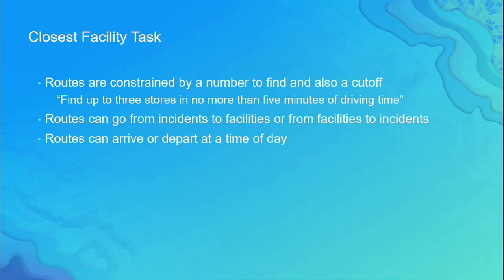And routes can go either from the incident to the facility, or from a facility to the incident. So, for example, if you're routing a fire truck to an accident, that's a facility to incident type problem. And if you're routing the ambulance from the accident to the hospital, that's an incident to facility type problem. And as we'll talk more later, routes can either arrive or depart at a specific time of day. So you can say, I'm leaving at 8 a.m. Or you can say, I want to arrive at 8 a.m. Can you tell me when I should leave?